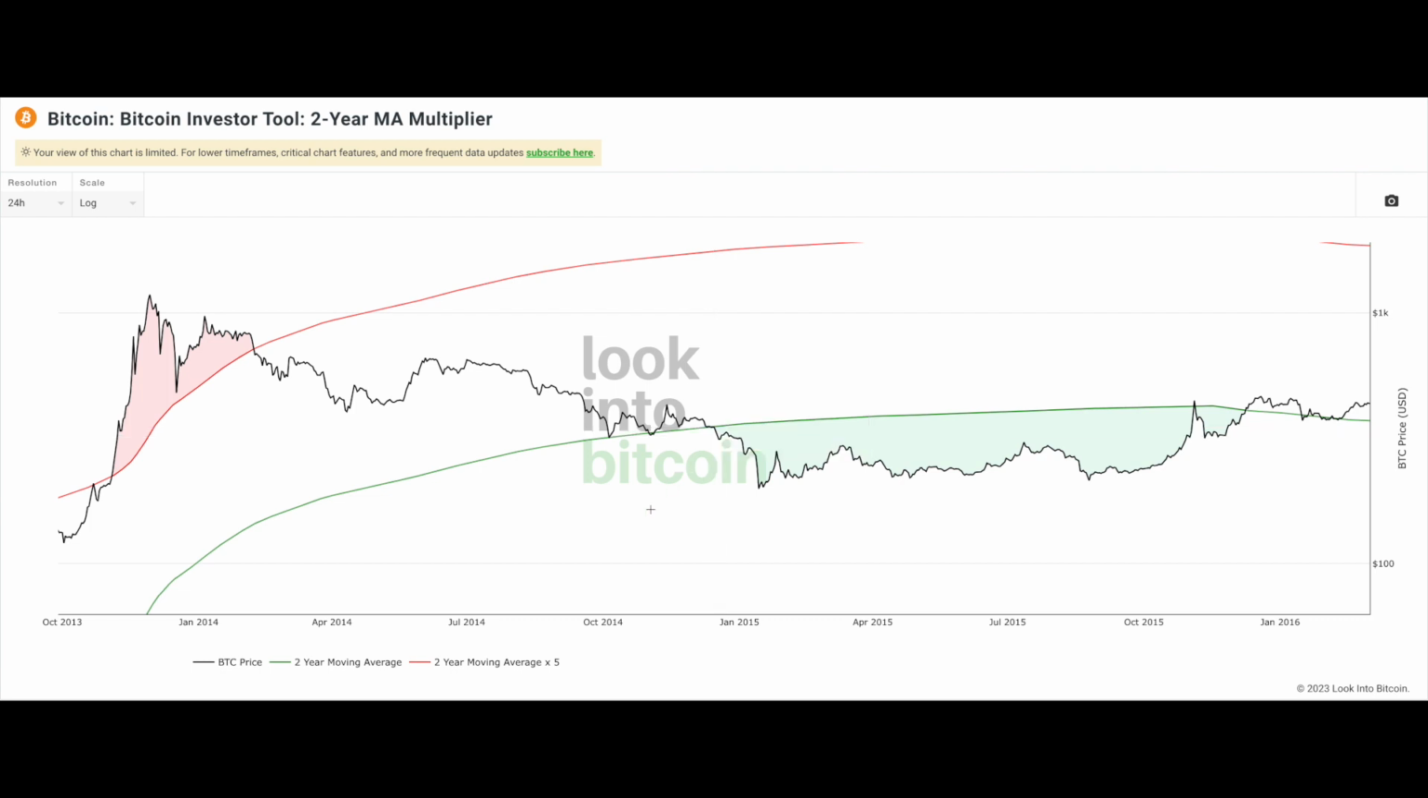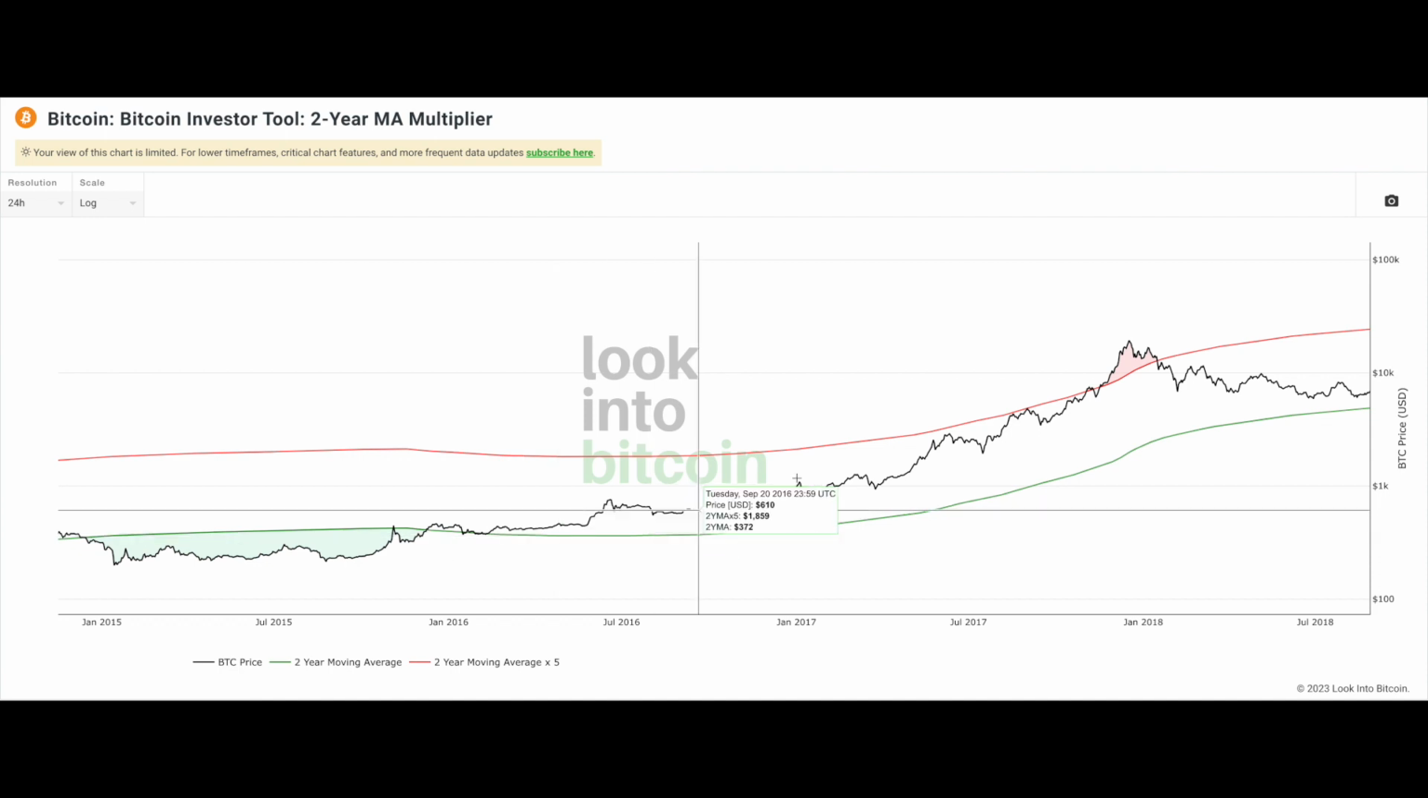What's interesting about this capitulation is it also moved down about 50%. The price was around $349 whenever it was at this moving average, and its low ended up being around $199. So not quite 50%, but very, very close.